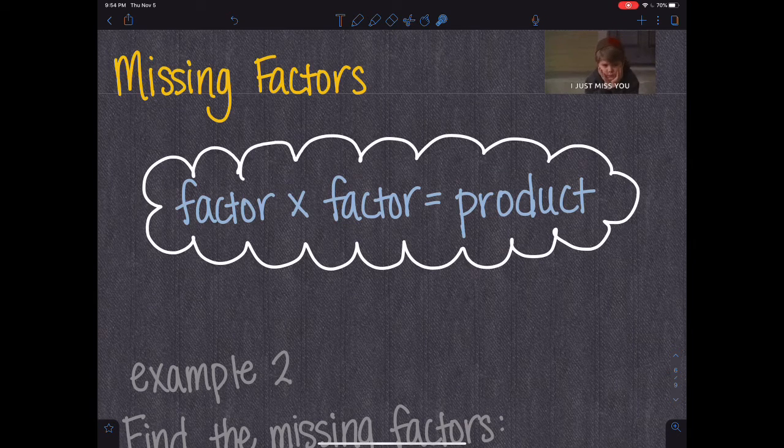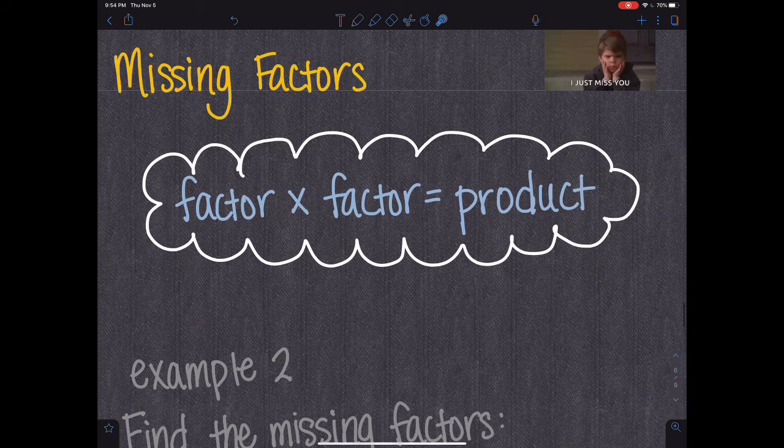Now, if we know one factor and another factor, you can just times them together and you'll get the product. But what if you know one factor and you know the answer of the product? Can you figure out the other factor? And I think you can because you are a smarty pants. So let's try it. We're going to go on to the next page and do example 2.